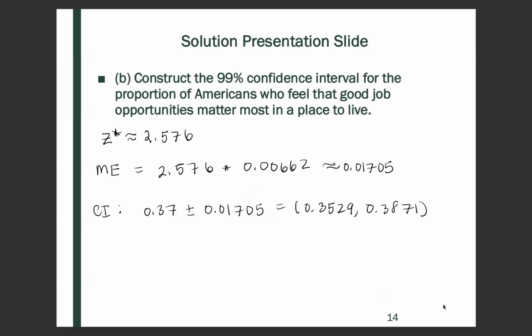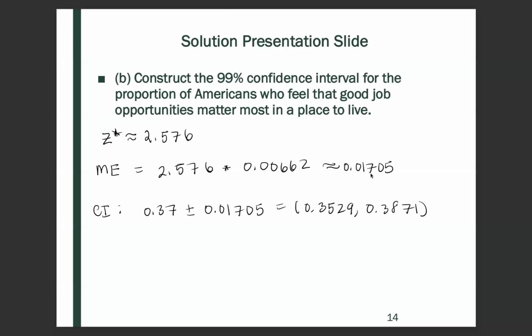Construct the 99% confidence interval for the proportion of Americans who feel that good job opportunities matter most in a place to live. So here, it's pretty much the same setup, except now we're dealing with a 99% confidence interval. So our z-star is going to change. You can get that from a table or your calculator, and that's going to be 2.576. And so now our margin of error is going to change. Our standard error is still the same, but our margin of error is going to use 2.576.